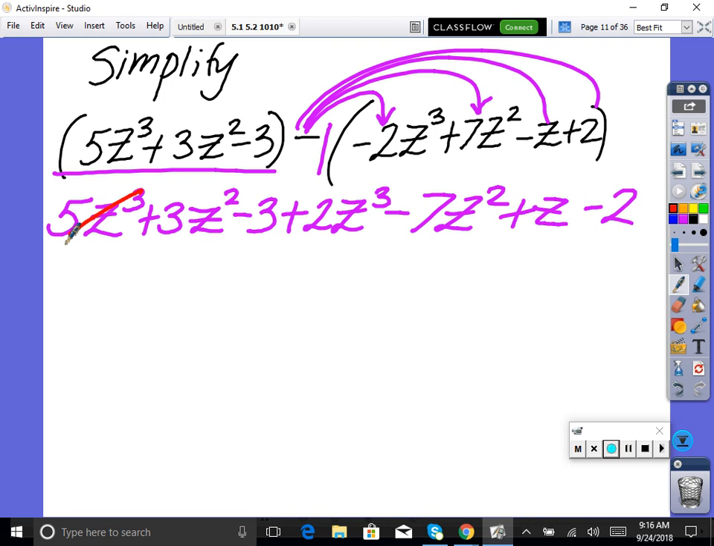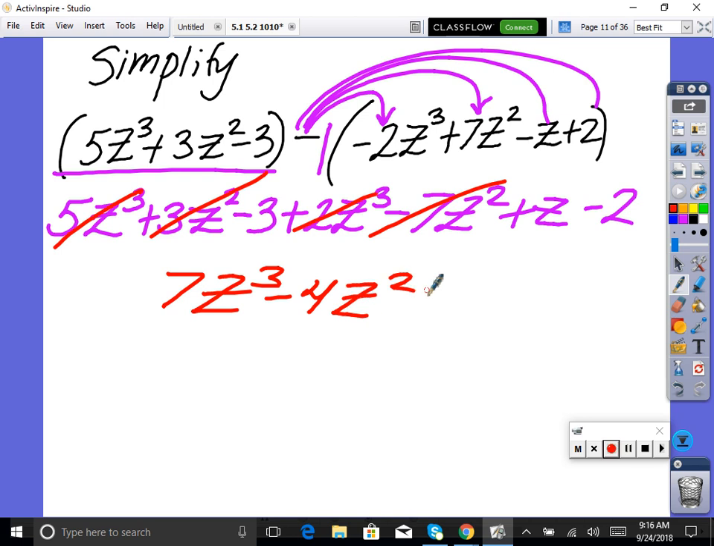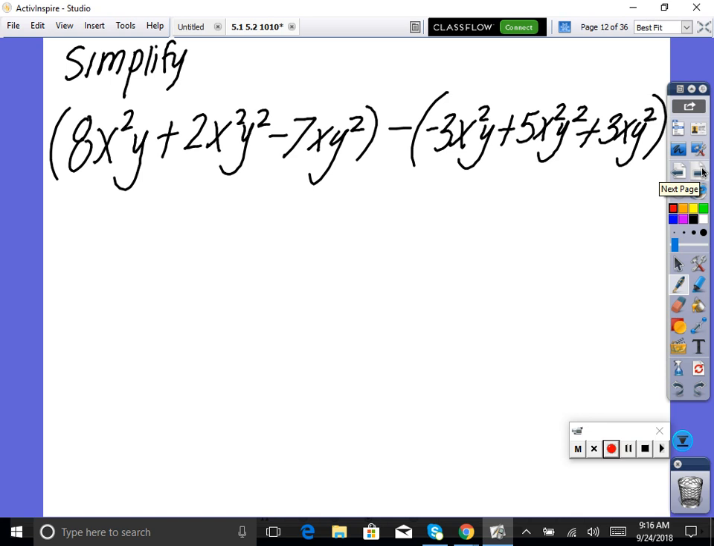5z cubed plus 2z cubed is 7z cubed. 3z squared minus 4z squared is negative 4z squared. Plus z, minus 3 minus 2, minus 5. Easy stuff, just making sure we distribute the negative. Do we get the picture here? Do we need another one? With subtraction, you just distribute, wouldn't you? Combine like terms.